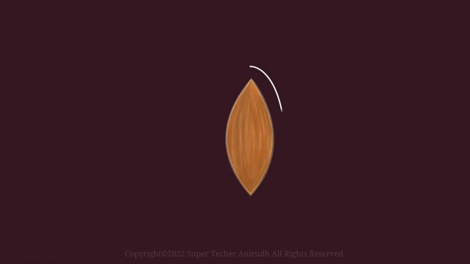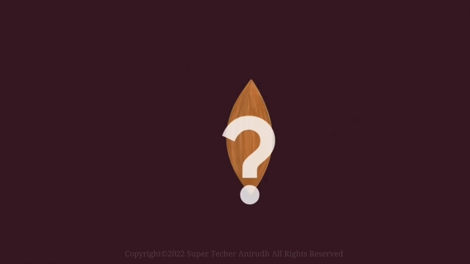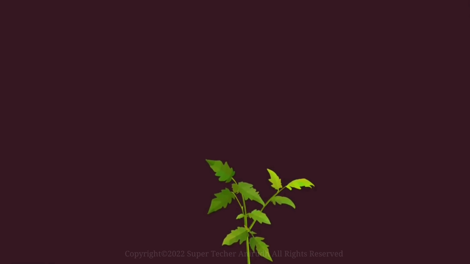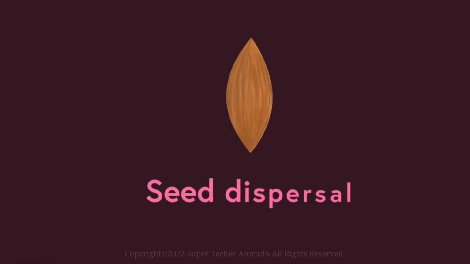A seed remains safe and guarded by a seed coat which protects the inner delicate parts and the embryo during unfavorable conditions. So how does a plant grow from the single seed? When seeds are sown in the soil and when they achieve favorable conditions, they germinate to give us a new plantlet. Now the next question is, how do seeds get rooted every time in the soil? Let us get to know the concept of seed dispersal and a few more interesting concepts in the next video.